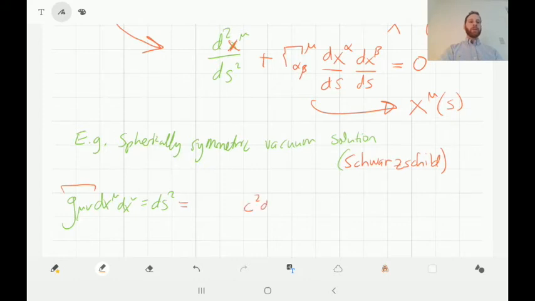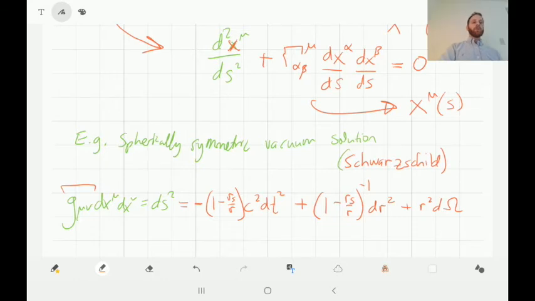And the way that this looks should in some ways look familiar to you. There's a c squared and a dt squared, and there's a minus sign, but the difference is there's a factor of 1 minus rs over r. That rs is called the Schwarzschild radius. And then there's another term that looks very similar, 1 minus rs over r to the minus 1, dr squared, plus r squared d omega. And that is called the Schwarzschild metric. Now I should say it's in a certain set of coordinates. You can change your coordinates just like you can change from Cartesian to polar, and then the metric looks different. But at least in these coordinates, this is the solution.